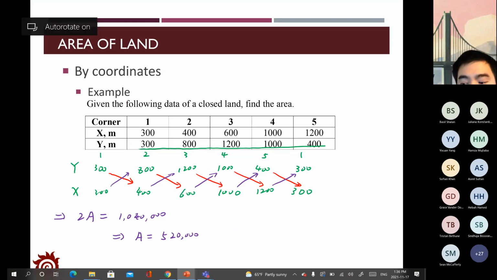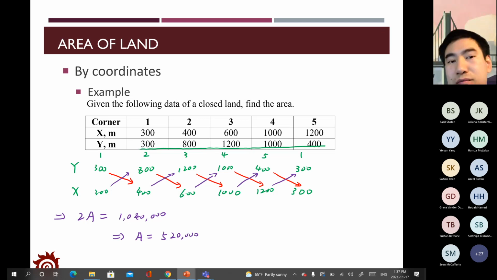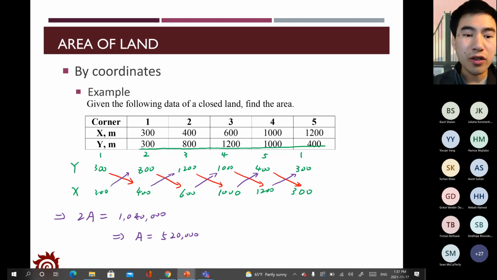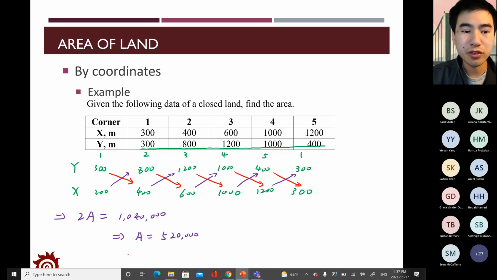This is a very straightforward method. As long as you are able to find the coordinates of all the points, it will be very easy for you to calculate the area. This is only applied for polygons with straight lines as the boundaries.